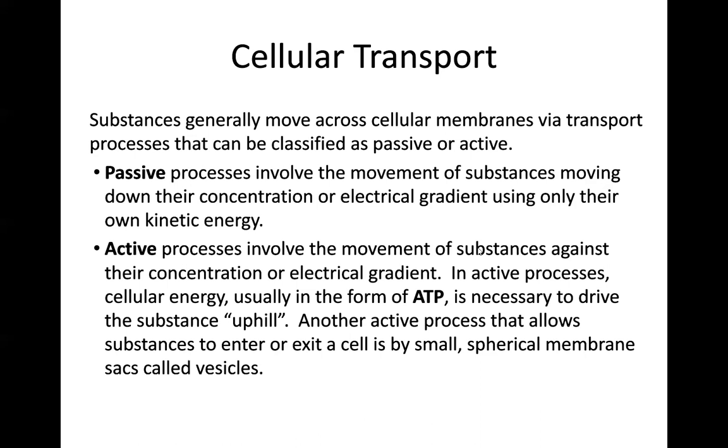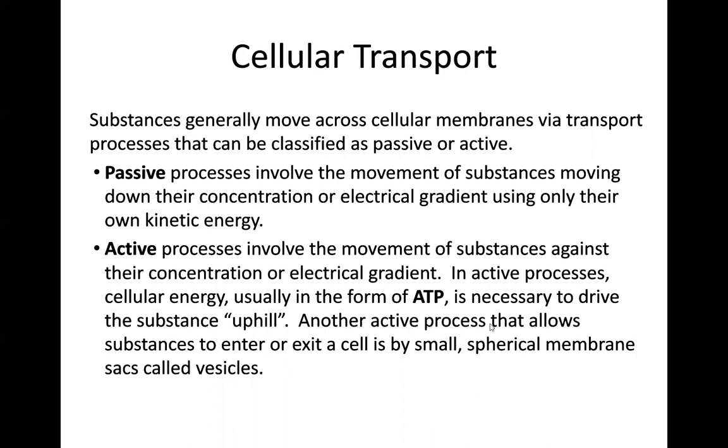Active processes involve the movement of substances against their concentration or electrical gradient. And if you notice, I really emphasized the word against, and I'll explain what that means in a second. Now, in active processes, cellular energy, usually in the form of ATP, is necessary to drive the substance uphill. So in other words, if we are dealing with any form of active transport or active process, we need ATP for it to occur. Whereas if it's passive, it does not require energy in the form of ATP, because it has its own kinetic energy that drives it.